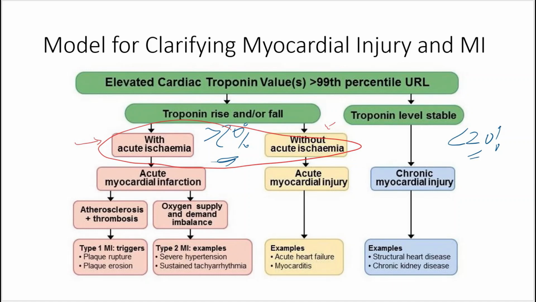Here on the right side, if the troponin level is stable and there's a change of less than 20% with repeat levels, then we can be pretty confident to say that it is a chronic myocardial injury. And that can be due to structural heart disease, or if the patient has chronic kidney disease, or if they're on dialysis. Most of the time we see the patient's troponins are elevated, but stable and don't rise or fall that much.